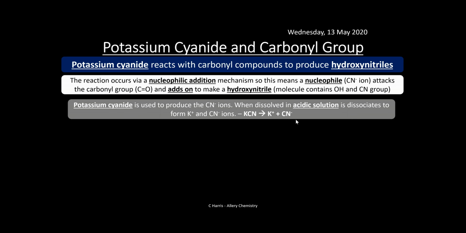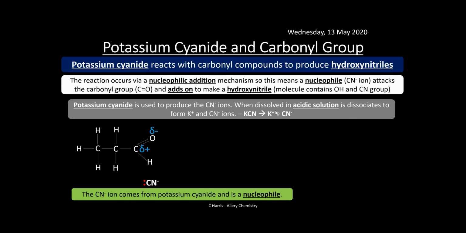Potassium cyanide is used to produce the CN minus ions. When it's dissolved in acidic solution, it dissociates to form K plus and CN minus. So you can see here that we're using potassium cyanide, and we get our cyanide ions from there. That's our source. The cyanide ion from the potassium cyanide is the nucleophile, so it's nucleus loving.